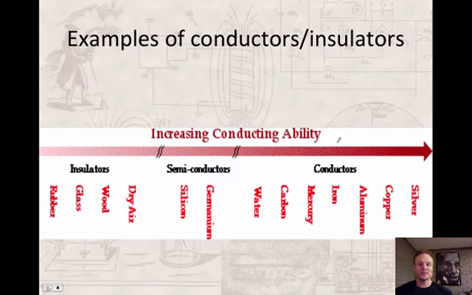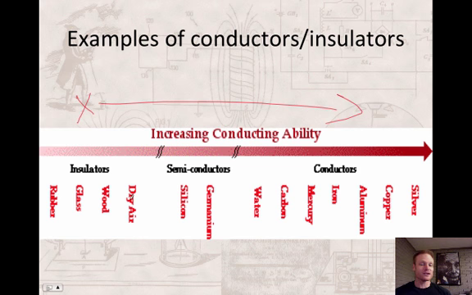So here are some examples of insulators and conductors, and as we move from the left to the right, you get increasing conducting ability. One of the best insulators that we can get is rubber, and then you have glass, wood.